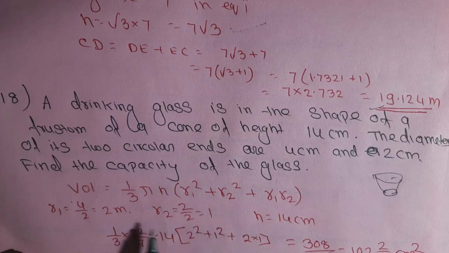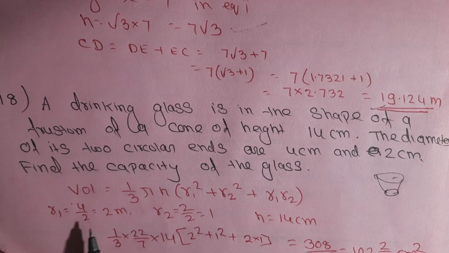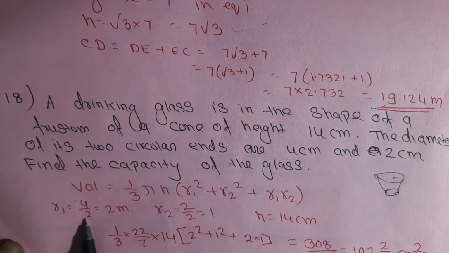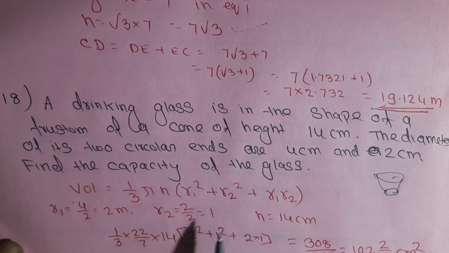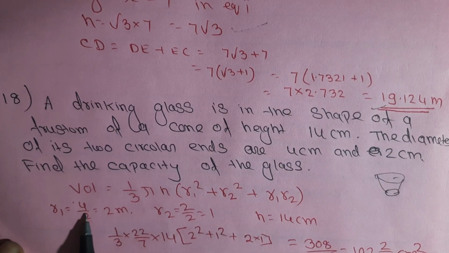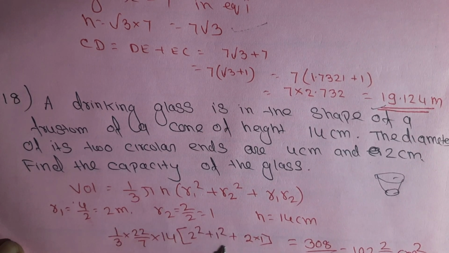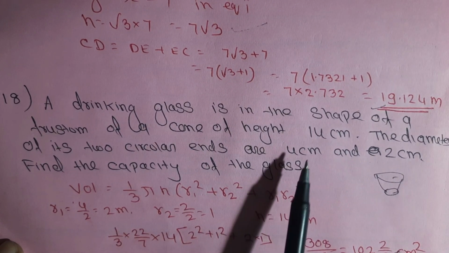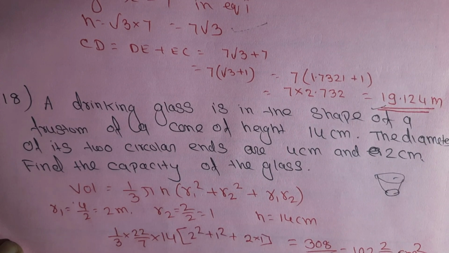If you put the values here, r1 is equal to 4 by 2, and 2 by 2, because these are the diameters. Half of 2 will be 1. Put this here and here, and you will get the answer by putting these values. You just have to remember the formula, and wherever pi is there, put the value and solve it, you will get this answer.